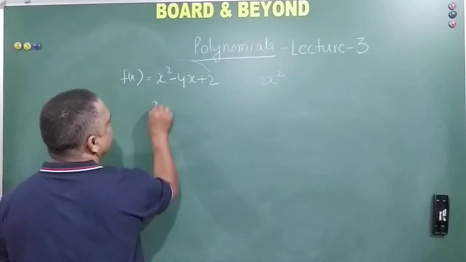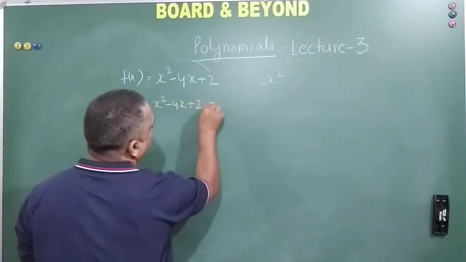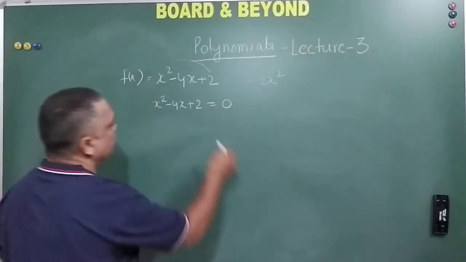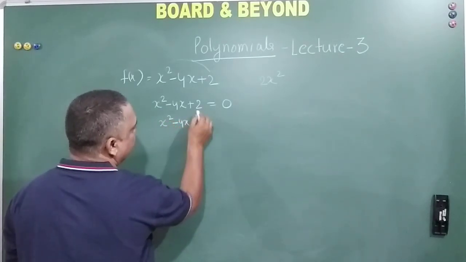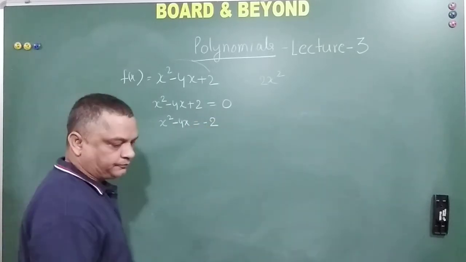So first of all, we just reproduce this quadratic polynomial and equate it to 0. Since we are expected to find the roots, we equate it to 0. Right? So this becomes x square minus 4x. You please take this term on the other hand. This is equal to minus 2.